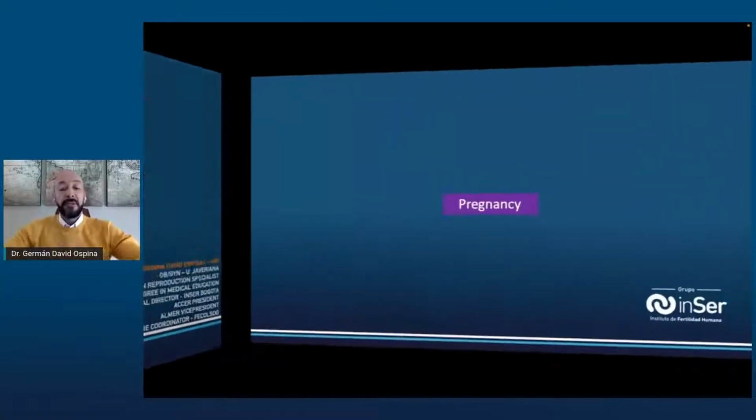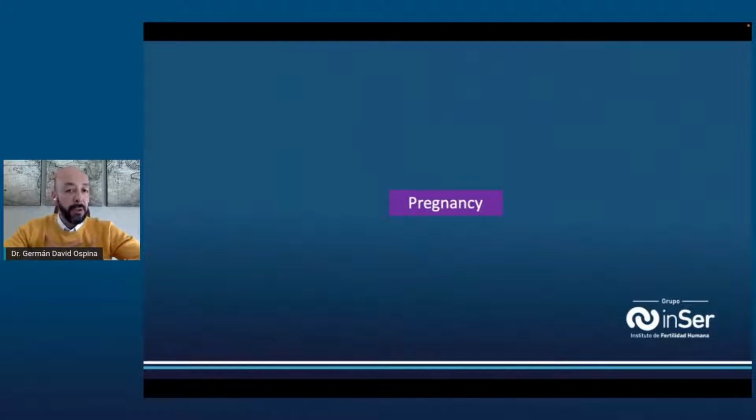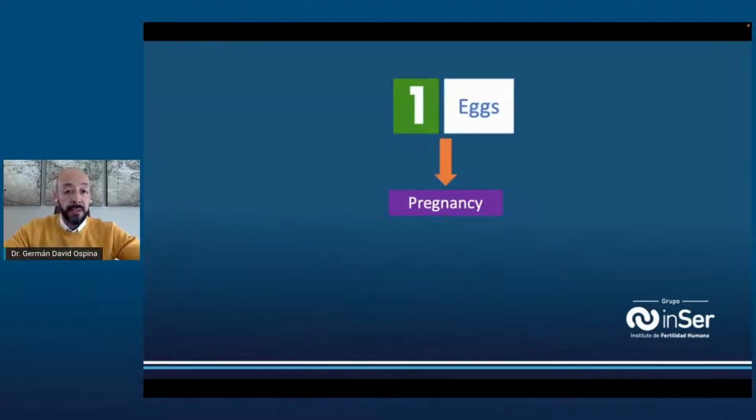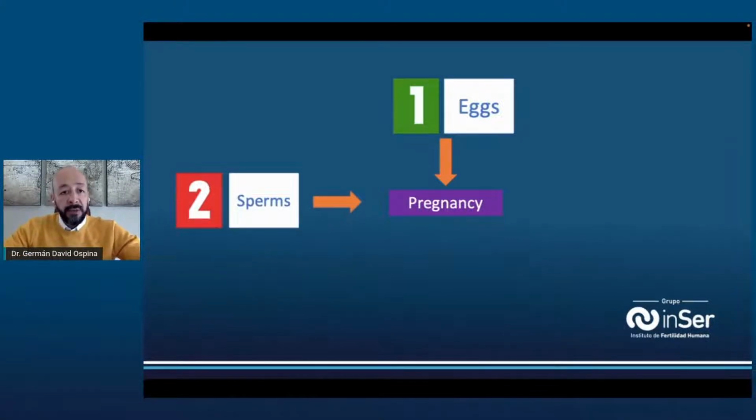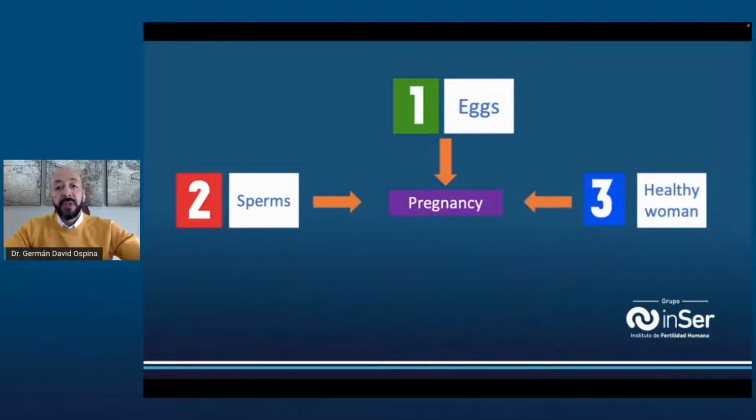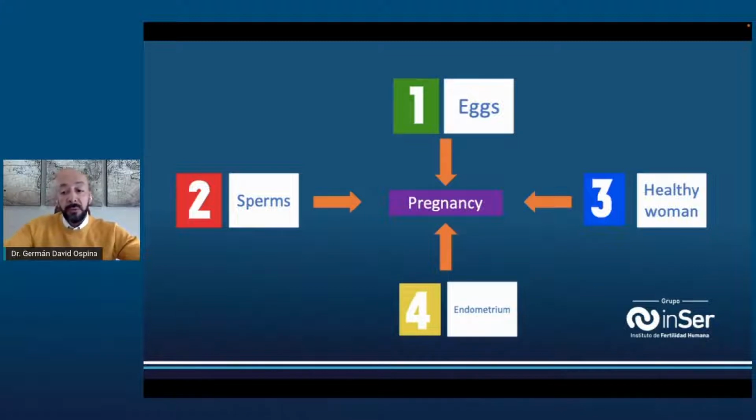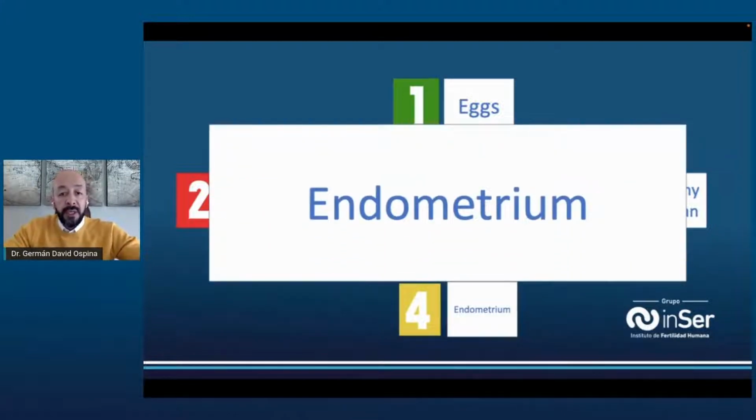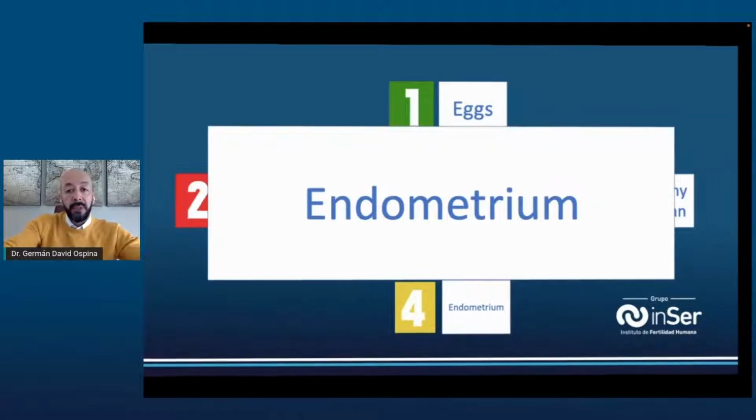And first of all, I want to give you my point of view. This is a personal view about what are the factors that we need for achieving a pregnancy. The first factor is the eggs. We need a good quality and quantity of eggs. You know that from many years ago. The second factor are the sperms. We need a good quantity and a good quality of sperms. Third, we need a healthy woman. And finally, we need a good endometrium. And this is the guest star of today, the endo.